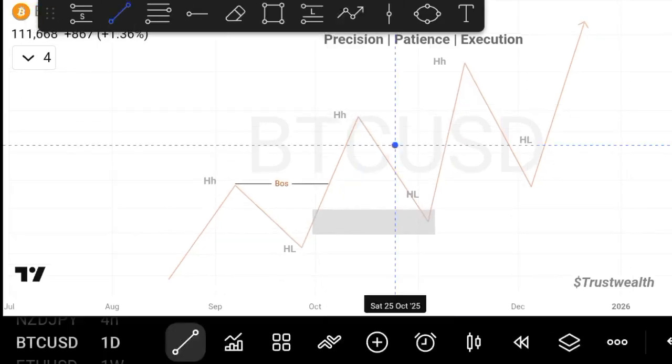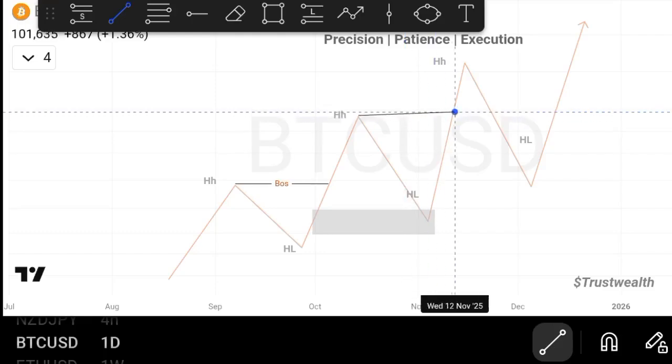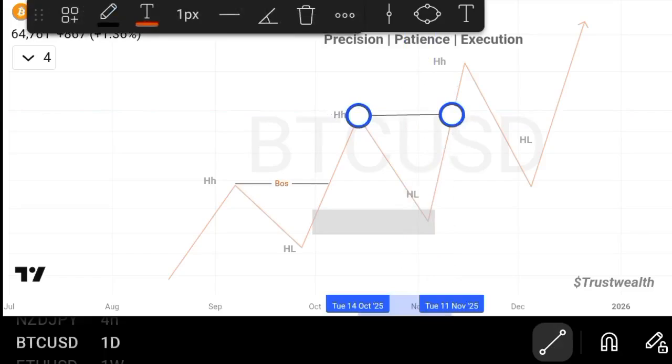And where do you want to target? You want to be targeting the next high. And immediately price breaks this high, price will immediately form another break of market structure around that high.